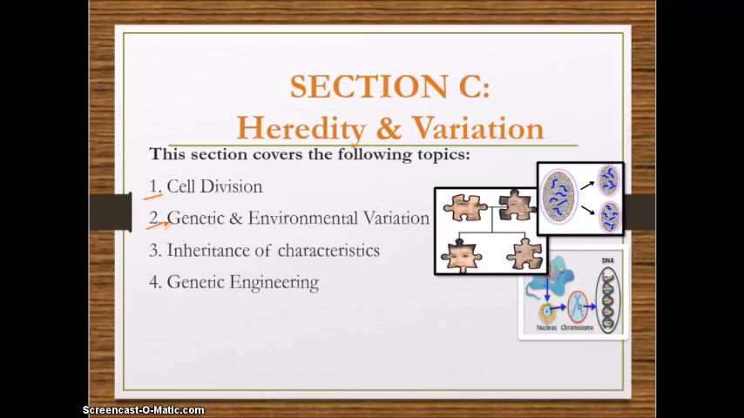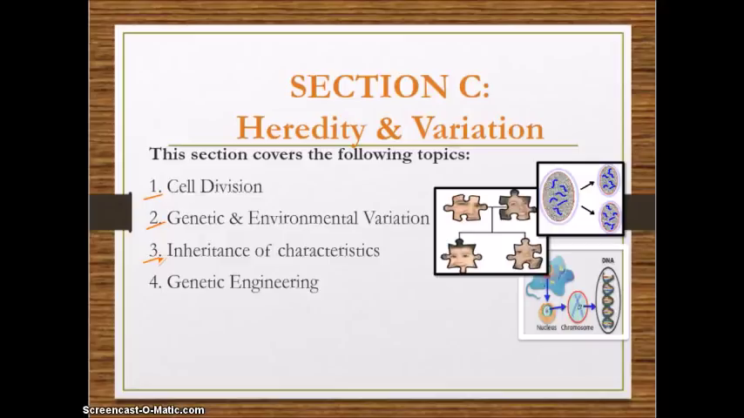So that would include the differences between discontinuous and continuous variation. Thirdly, inheritance of characteristics. So this involves the different types of genetic crosses, such as complete dominance, which would include albinism and tongue rolling and height. So that is when the allele has complete dominance over the recessive allele. And then you should also know about codominance as well, which is the inheritance of blood groups.